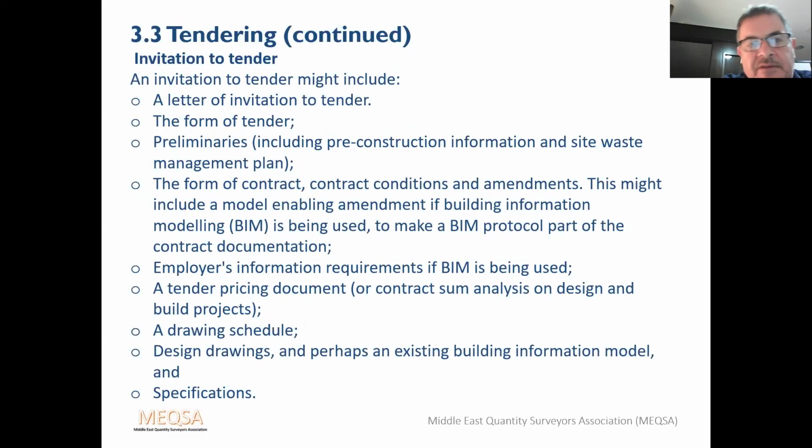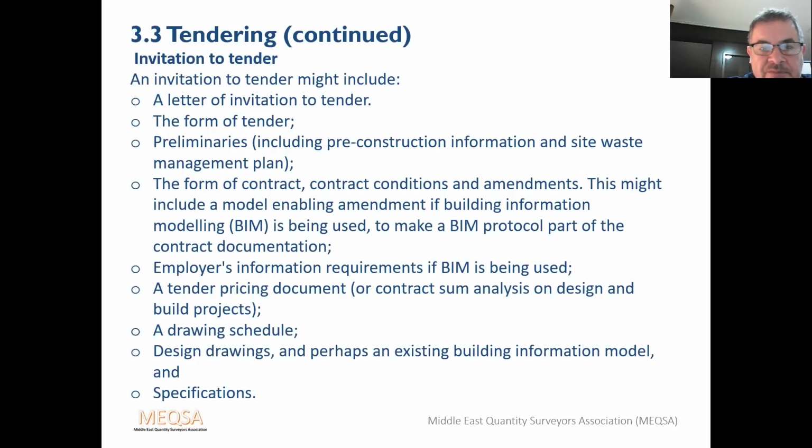The content of an invitation to tender could vary, but these are common headings that you'd expect to see. There'll be a letter of invitation to tender, the form of tender, and the preliminaries, which will include the pre-construction information and perhaps a site waste management plan. Also, health and safety is quite important nowadays and will probably be asked for. The form of contract, contract conditions and amendments.